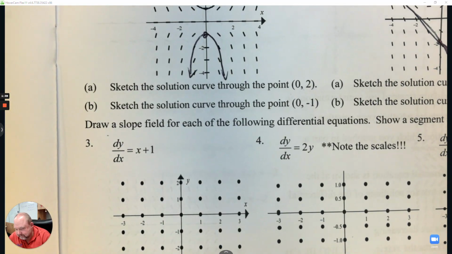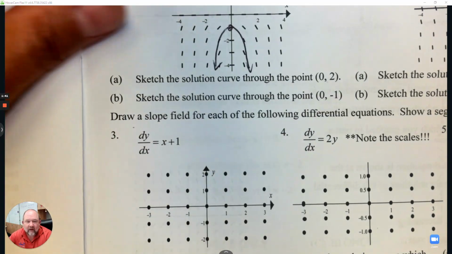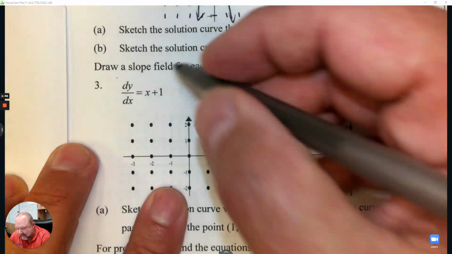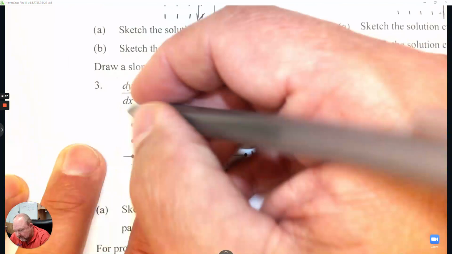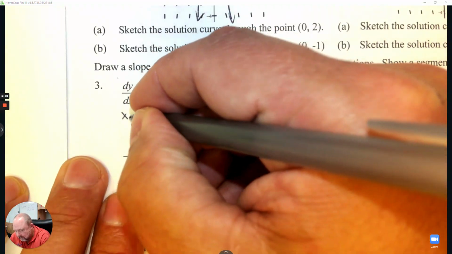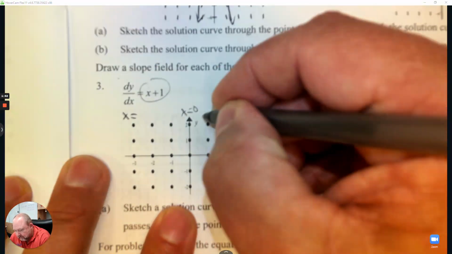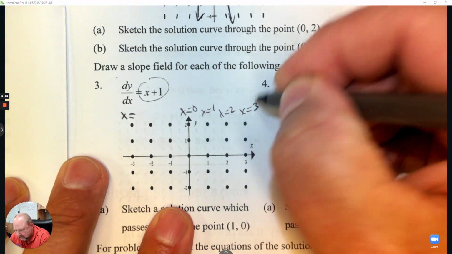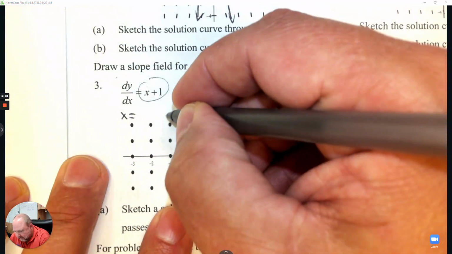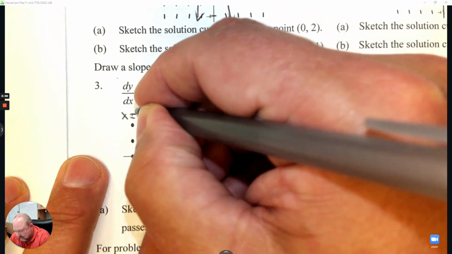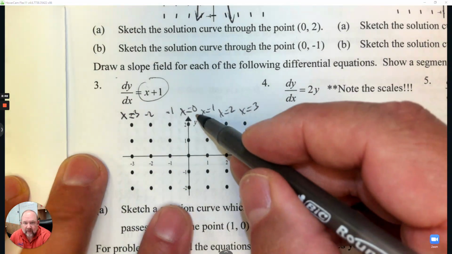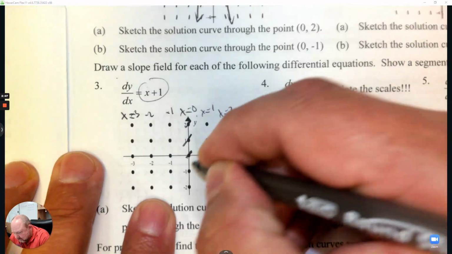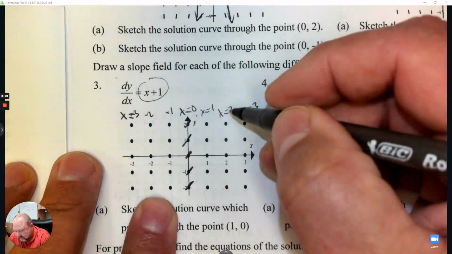Number 3, create your own, for x plus 1. So x plus 1 means I only need the columns. So we have x equals 0, x equals 1, x equals 2, x equals 3. This one's negative 1, negative 2, negative 3. And so if I plug in 0, the answer is 1. So I do a slope of 1 all the way down.